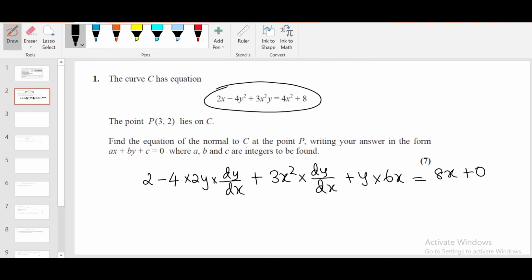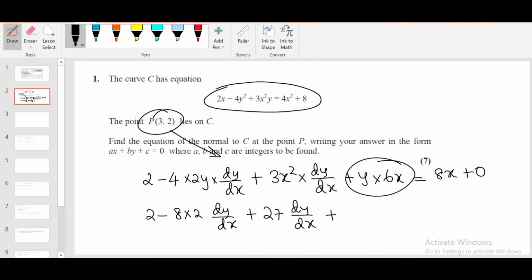Now you don't need to try to make dy by dx the subject first. Straight away sub in the point here. Replace x by 3, y by 2. So 2 minus 8y, 8 times 2 dy by dx, plus 3x square, replace x by 3: 3 square is 9, 3 nines are 27 dy by dx. Replace x by 2, y by 3 here. So 6 threes are 18 times 2, 36, is equal to 8 threes are 24.